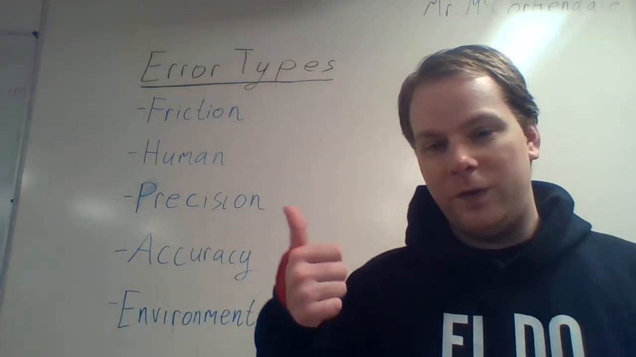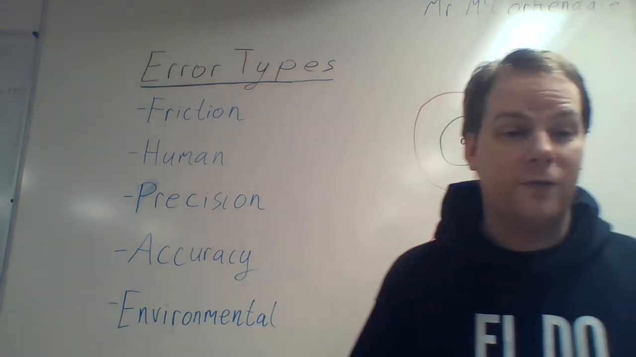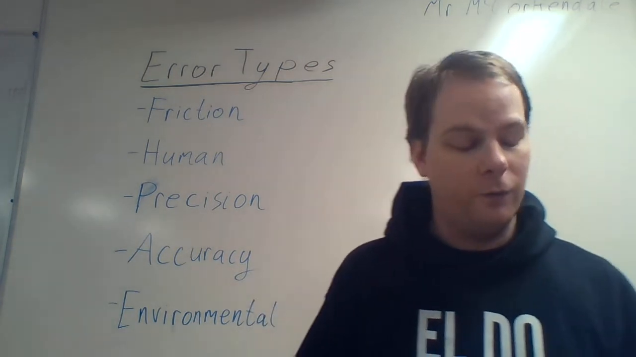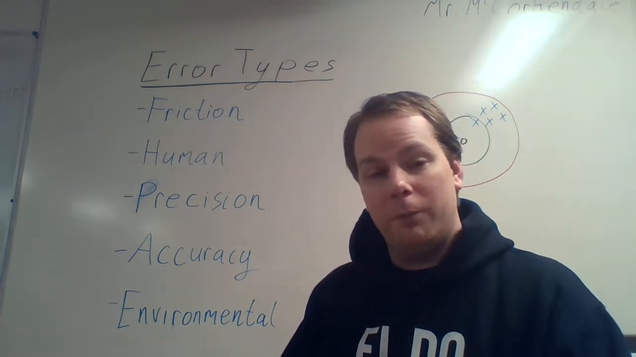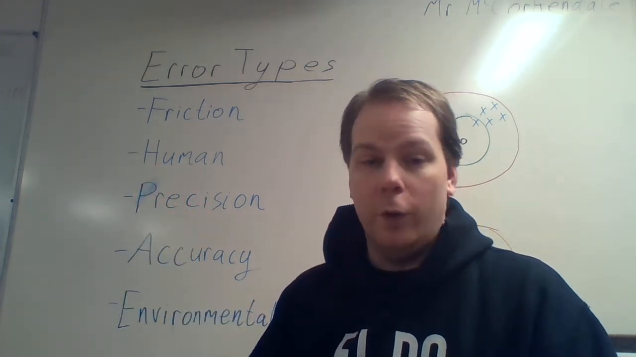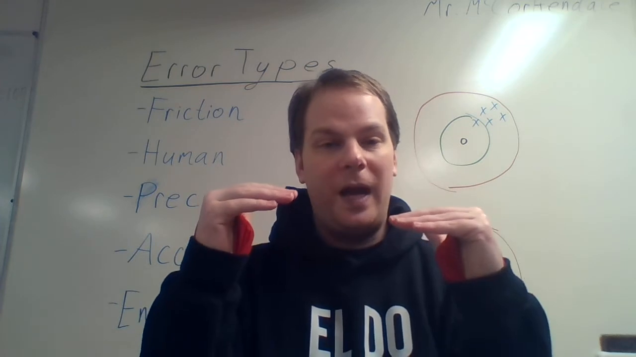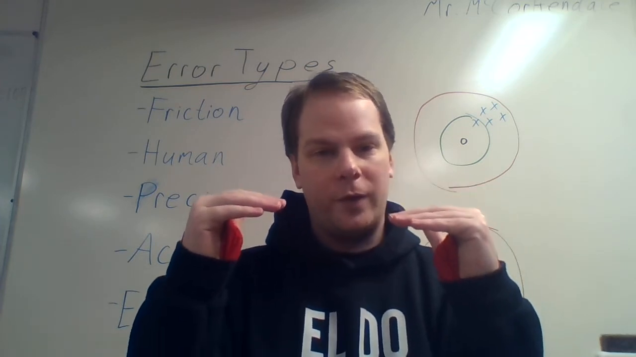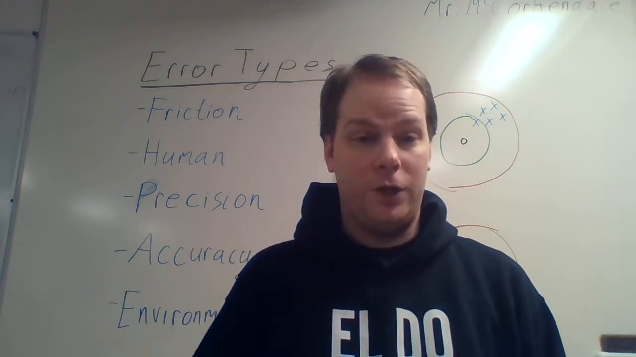So we've done accuracy, precision, human, and friction. The next one is environmental. Now, one of you actually brought this up. This is not one that I actually recall. When one of the groups was trying to use the triple beam balances, the air from the air conditioner or the fans was blowing, and it was actually causing the balance to fluctuate while they were trying to get it to set properly. That is an environmental issue, okay?